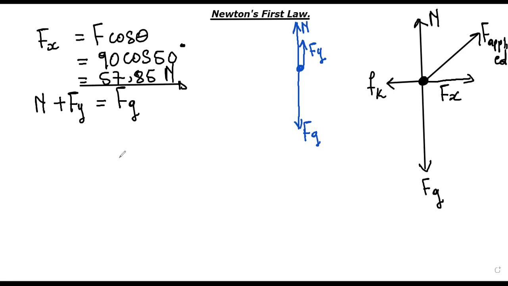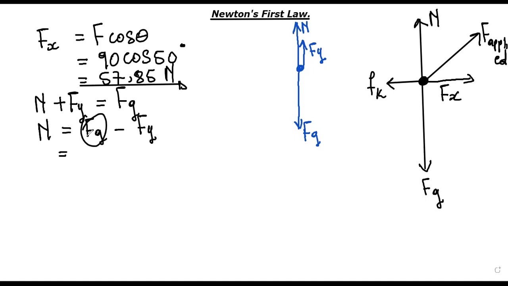Because we don't really have a formula for the normal force. It depends on the situation we are dealing with. So in this case, this is how we calculate the normal force. If we make the normal force the subject of the formula, it's just going to be the gravitational force minus the vertical component of the applied force.